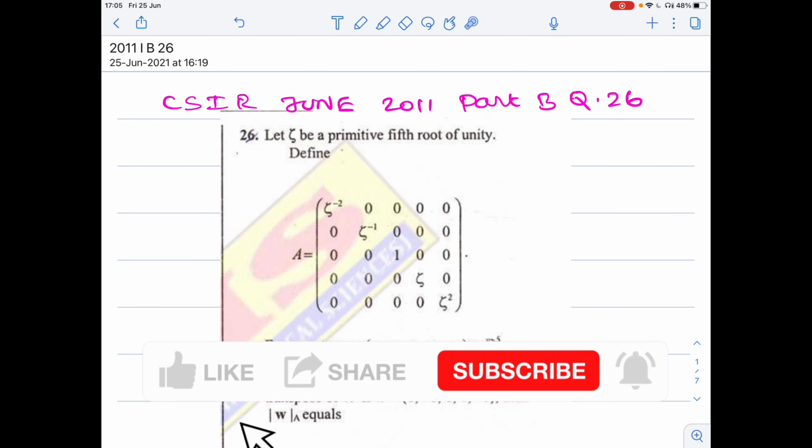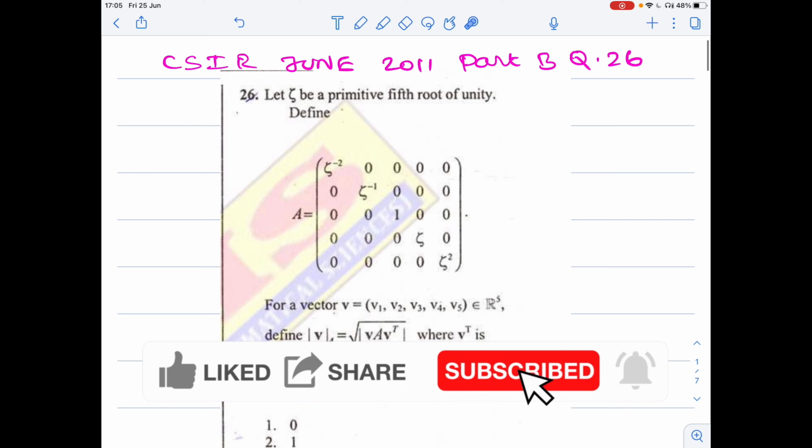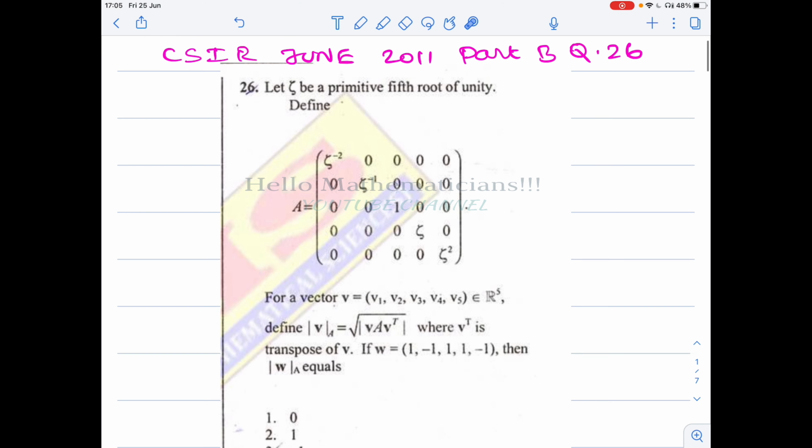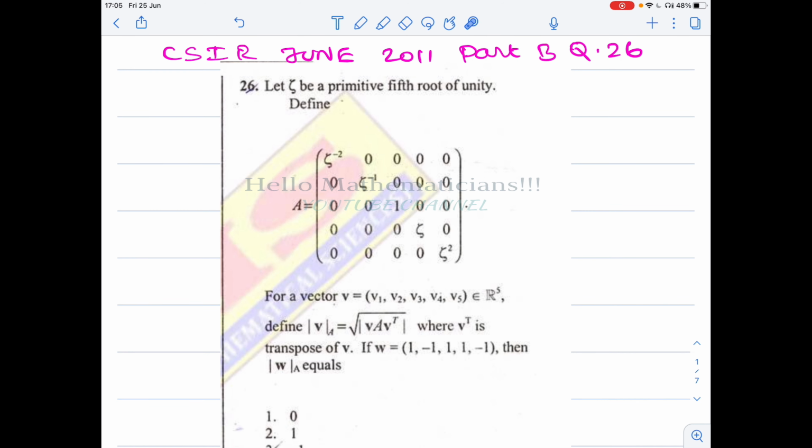Mathematicians, we see one nice problem. It looks like a linear algebra problem because there are matrices and they have given a vector to calculate something, but actually it is a problem in complex analysis. Okay, let me phrase the question. Let theta be a primitive fifth root of unity.